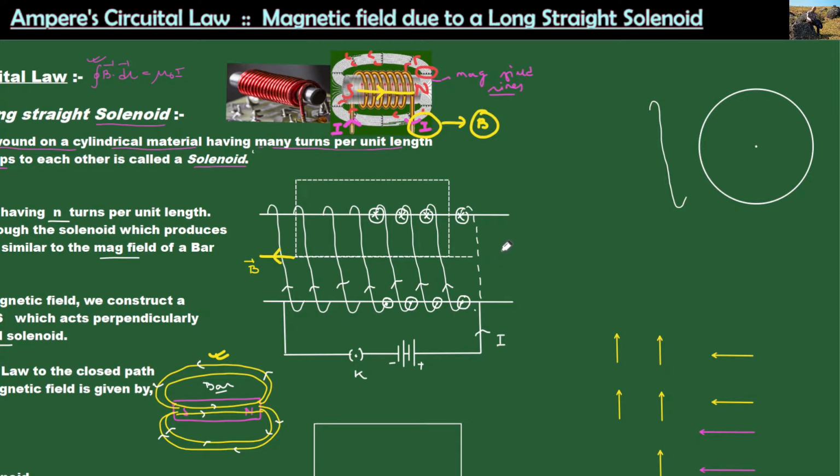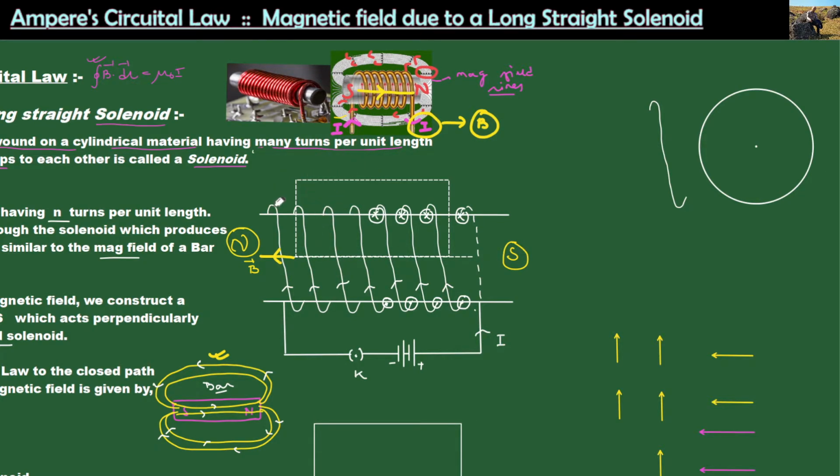Why? Because that end of the solenoid where the current enters will behave as the south pole, whereas this end of the solenoid will behave as the north pole. So from here, this will be the direction of the magnetic field lines inside the solenoid.